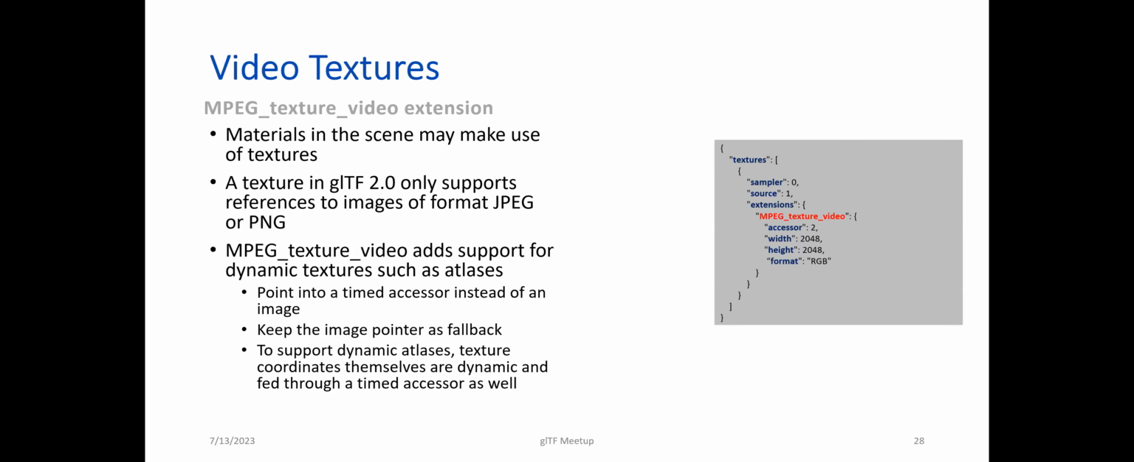The video textures is one of the first extensions that uses this concept. So it's an extension to a texture. Of course, there is a fallback: if you don't support the video texture, then you can fall back to a regular image, a placeholder, so to say. But the whole idea is that you have a pointer into an accessor that has the accessor timed extension.